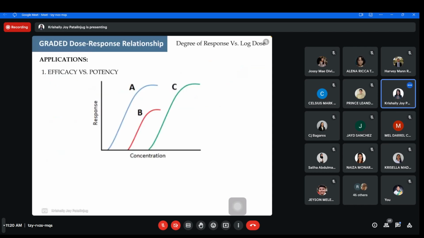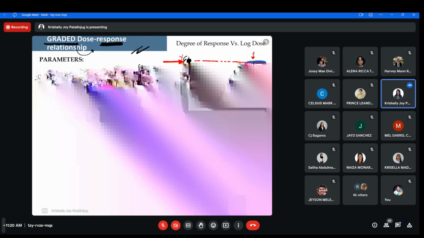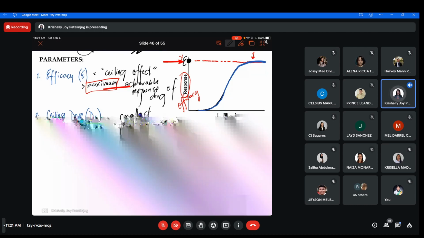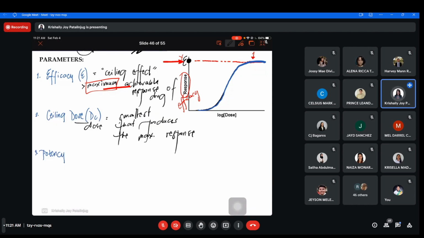Ceiling dose, on the other hand, from the word dose, has something to do with the dose. Particularly, it's the smallest dose that produces the maximum response. So I repeat, the ceiling dose of a drug is the smallest dose that produces the maximum response. So no problem with the maximum response. That is the efficacy, right? You already got the efficacy.